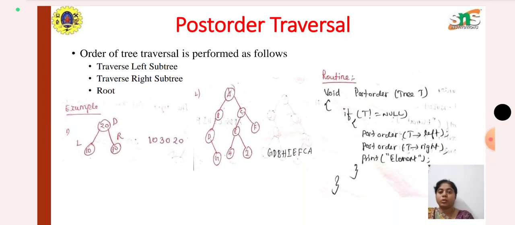Next, post-order traversal. For this post-order traversal, first we mention the left, right and root. For the first example, left is 10, then right is 30, then root is 20. In the same way we do the second example.